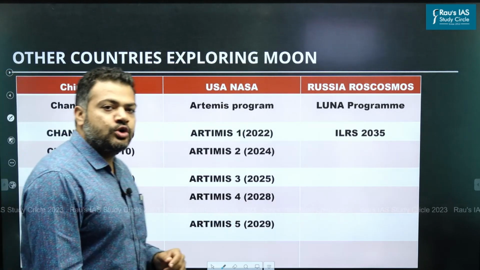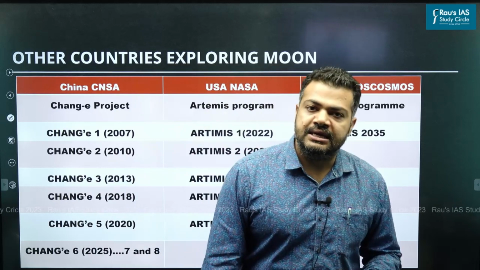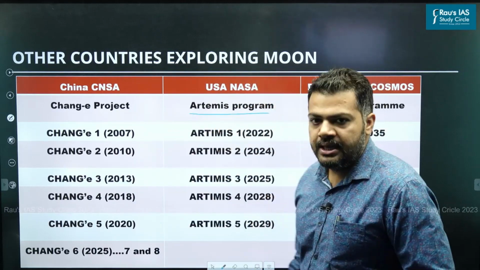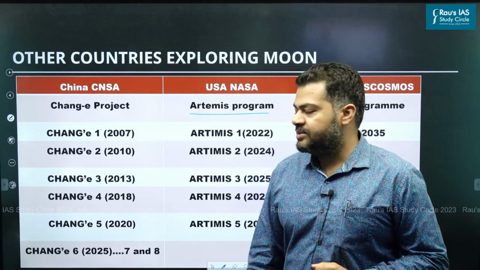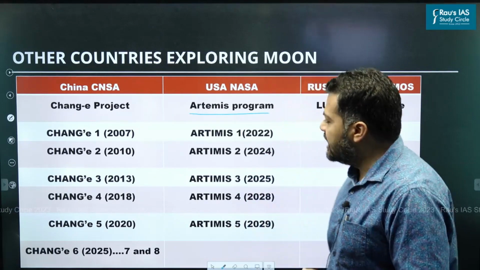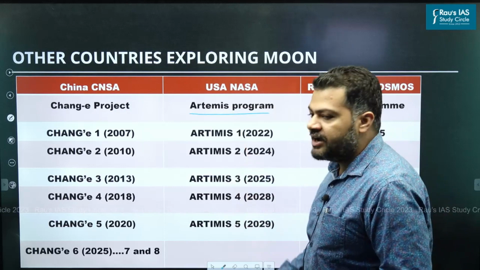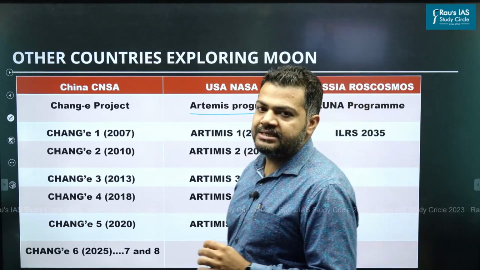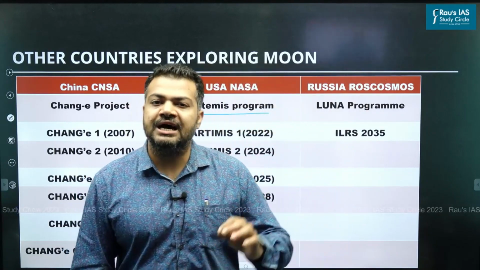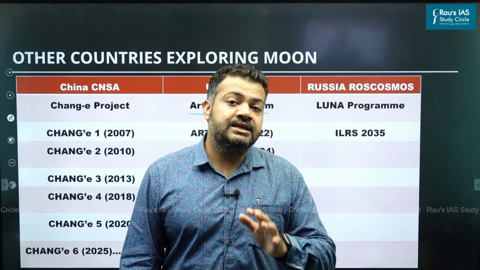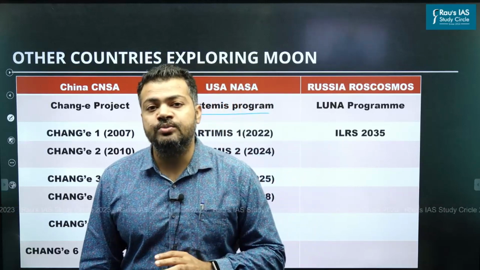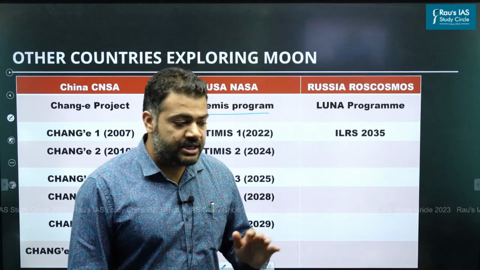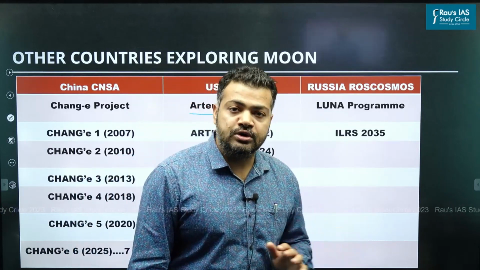Now let's talk about the American NASA. NASA has a program called the Artemis program, and India, as I said in the previous slide, has recently joined it. Under the Artemis program, there are a total of 5 probes that have been scheduled, and the objective of the Artemis program is basically to put humans back on the moon surface. See, the last time the Americans sent humans was way back in 1972, and it has already been 50 years now that no humans have walked on the moon surface.